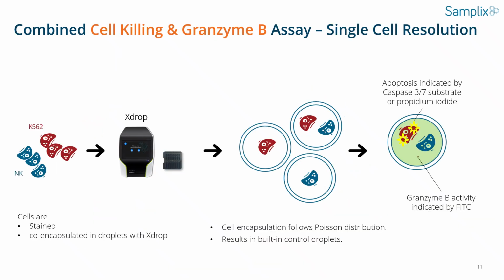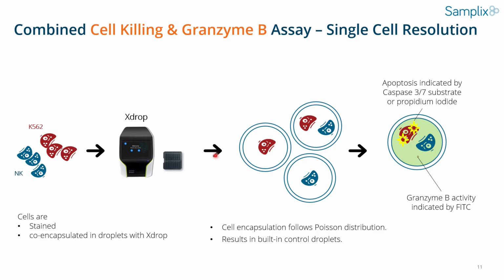Another important assay is the single-cell cytotoxicity assay, or the cell-killing assay. I'll be talking about this assay for the remainder of my talk, so I want to spend a little time to explain it carefully. Before we conduct the encapsulation, we take target and effector cells and stain them. K562 cells were used in this example, and NK cells also. They're stained, and then they are encapsulated in droplets, and after this they're incubated.